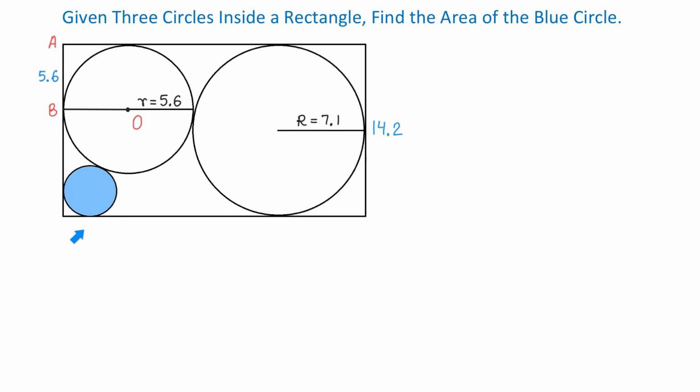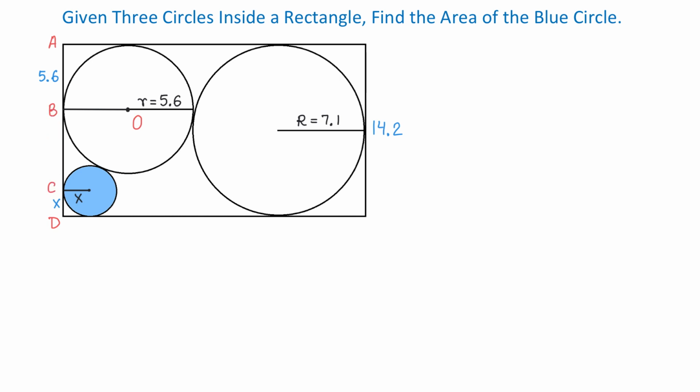Now let the radius of the blue circle equal x, and from the center we will also draw a perpendicular to the left side of this rectangle. Then if this point is point C and the vertex is point D, then the distance CD equals x units because this is the same as the radius of the blue circle. Now let's talk about the distance BC.